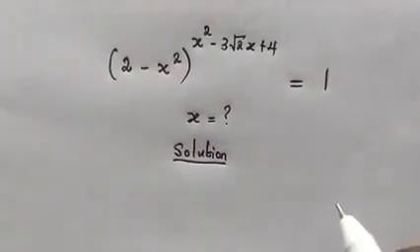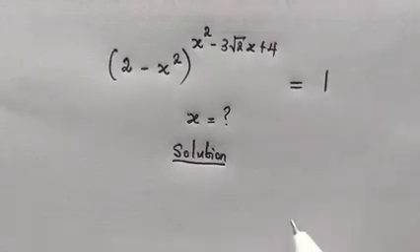We have this interesting math problem from Harvard University. We're given the base 2 minus x squared and we're given a power x squared minus 3 root 2 x plus 4, and everything equals 1. So in this video, we're going to solve for all possible real values of x that will satisfy this equation.